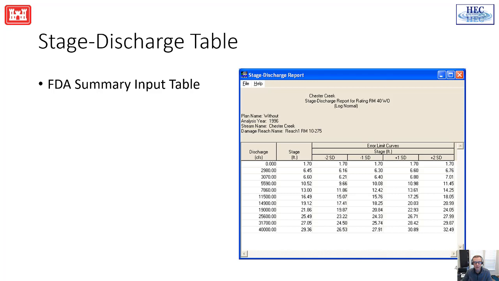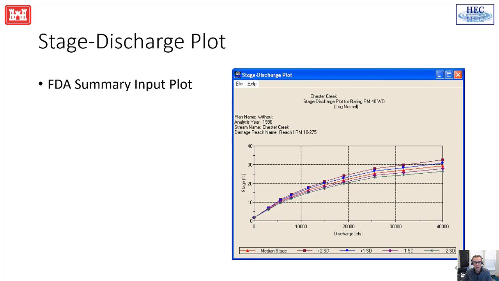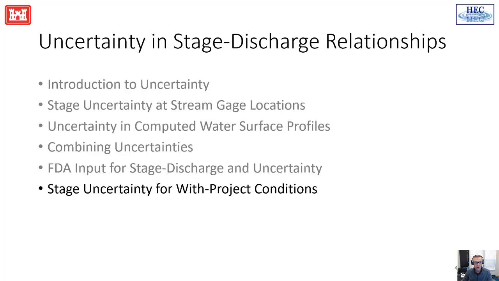The data has been entered into FDA. Summary tables provide output so that you can see the stage-discharge functions along with the uncertainty limits. Here's a table, and here's a plot to get an idea for the uncertainty about a stage-discharge curve. Now let's talk about stage uncertainty for with project conditions.